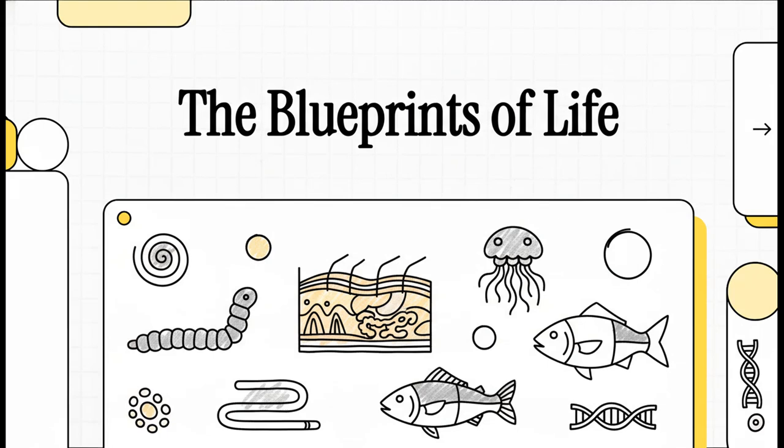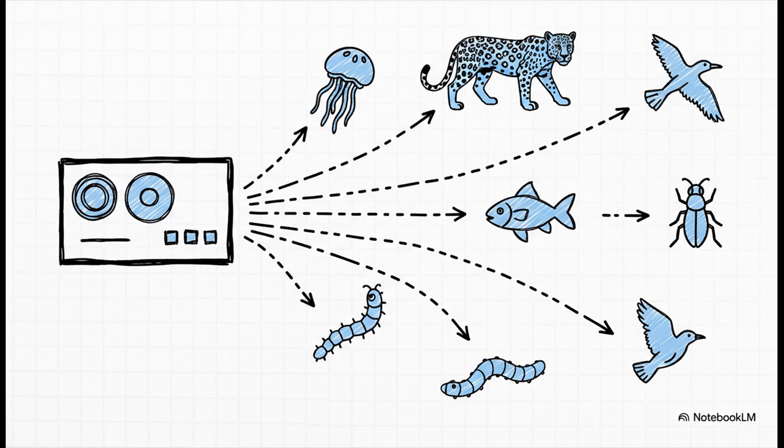Welcome to The Explainer. Today we're going to do something a little different. Think of it like an architectural tour of the entire animal kingdom. We're going to uncover the surprisingly simple blueprints nature used to build everything, from a jellyfish all the way up to, say, a jaguar. So, how do you build an animal?